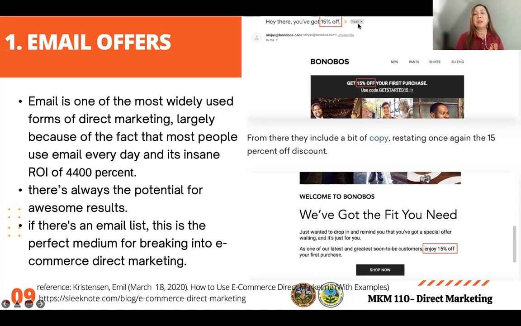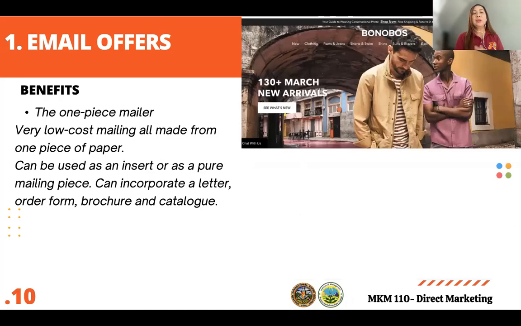When you open this email, they have 50% off, and the main picture states that if you have your first purchase, you will get a discount. It was reiterated on the lower portion, where it's still 15% off. So wherever you look, you will always be reminded of the promos they are now offering. Even though it's a one-piece mailer, marami siyang purpose, marami siyang pwedeng gawin.